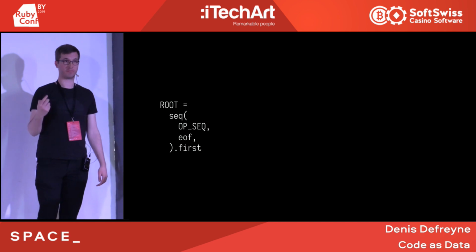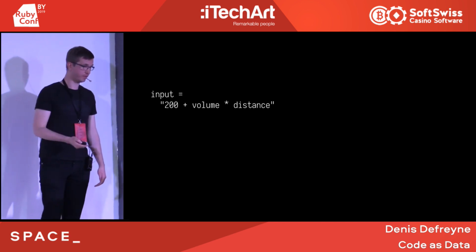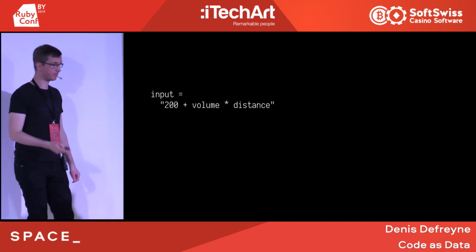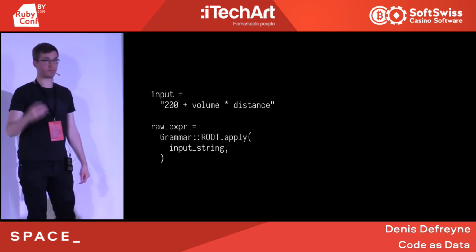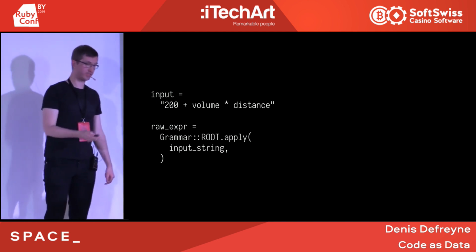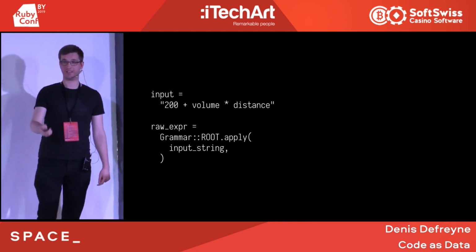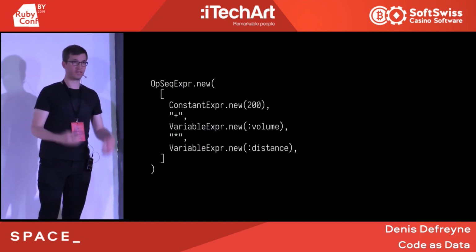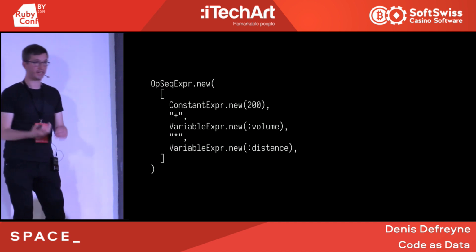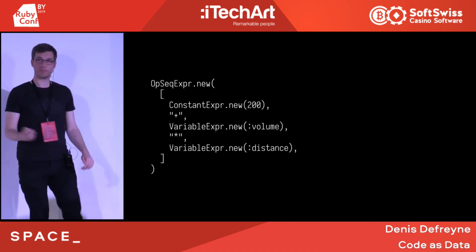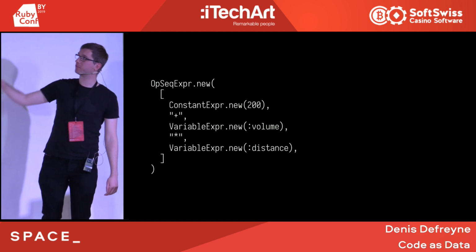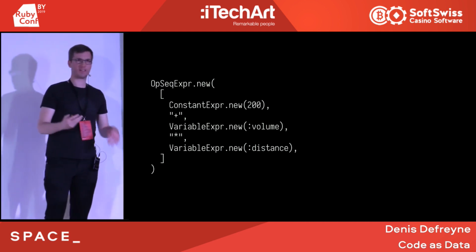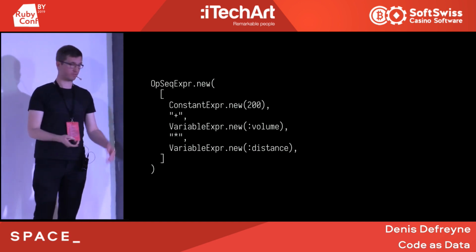So now I've defined my grammar. So let's take a look at the input that I have. This is exactly the same formula as I had before. I can apply the root of my grammar to this particular string, and I get a raw expression out of it. Now this raw expression will look something like this. This is an operator sequence expression, and it has an array in it with some things that we can recognize, such as the constant expression, the variable expression, and maybe some other things. But it doesn't have sum expressions yet, and it doesn't have product expressions.